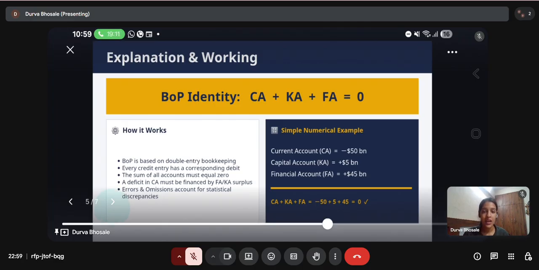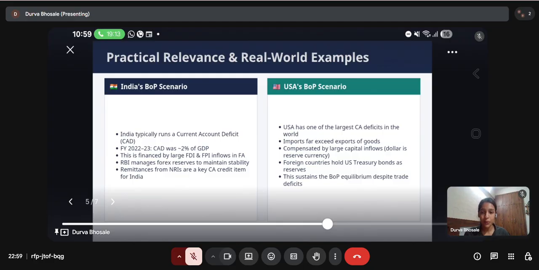Now let us understand BOP through some real world examples. Let us start with India. India typically runs a current account deficit, and according to the financial year 2022-23, the current account deficit was 2% of the GDP. This is financed largely by FDI and FPI inflows in the financial account, and RBI manages forex reserves to maintain the stability.